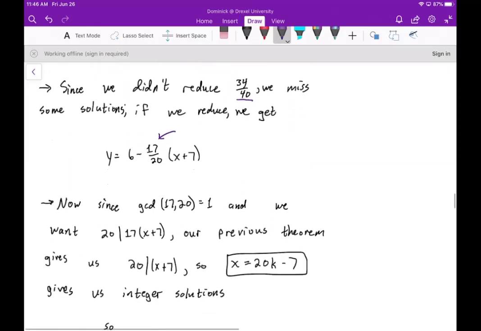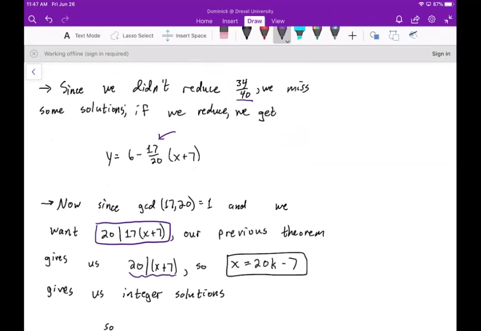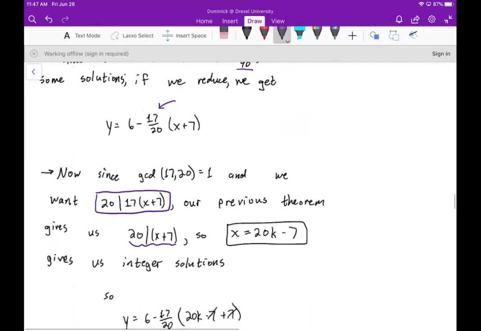Now, since the GCD of 17 and 20 is 1, or in other words, they're relatively prime, and we want 20 to divide 17 times x plus 7, our previous theorem tells us that 20 must divide x plus 7. So in order for this to happen, we need x to be 20k minus 7, where k is an integer, so that the 7s cancel out and we get that 20 divides 20 times something else, which of course makes sense.